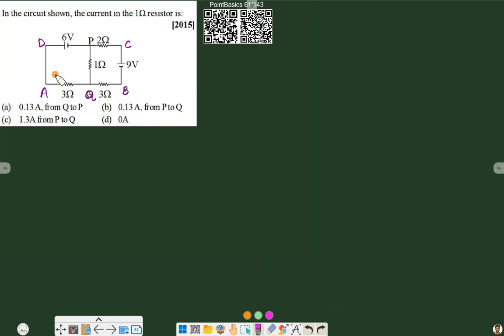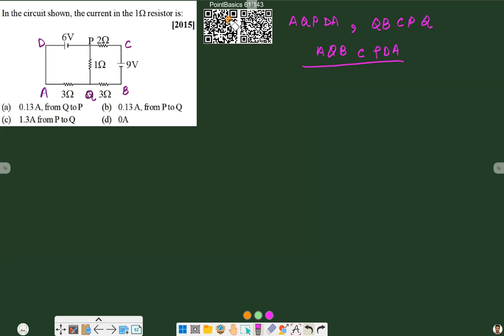So now we have two loops here. Actually three loops. First loop is A, Q, P, D, A. Second loop is Q, B, C, P, Q, and third loop is A, Q, B, C, P, D, A. This is our third loop. Normally, we only use two loops, and from these two loops, we will get enough equations to solve our question.